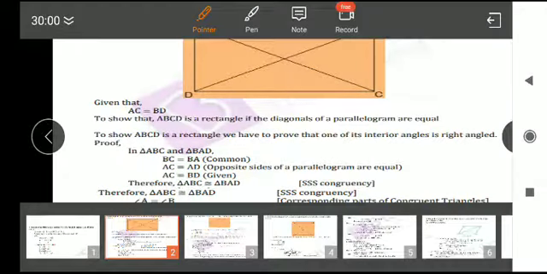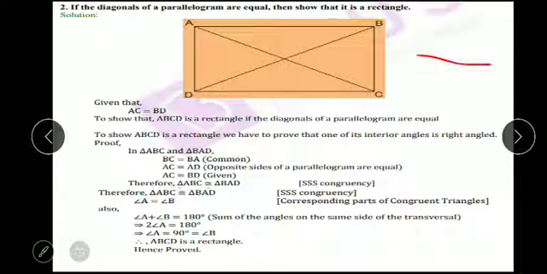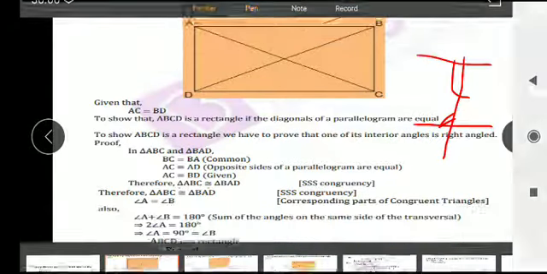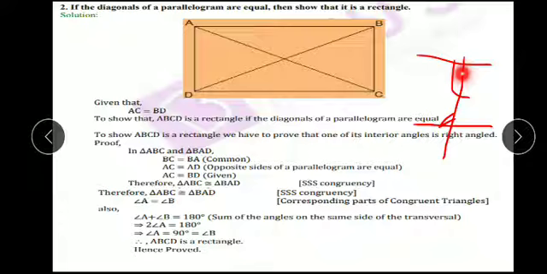For example, if we have two parallel lines and this is the transversal, then the sum of these two angles, the sum of the interior angles on one side of the transversal, is always equal to 180 degrees. So we can say angle A plus angle B equals 180 degrees.